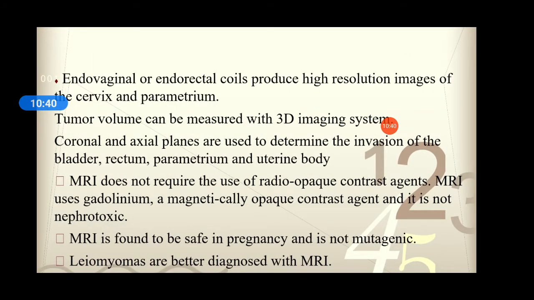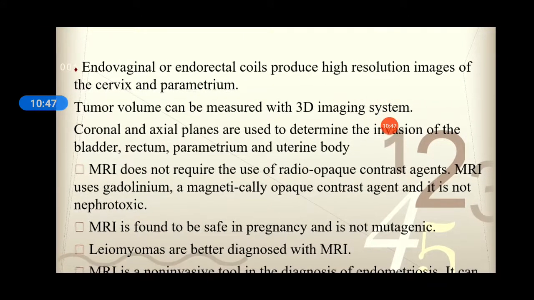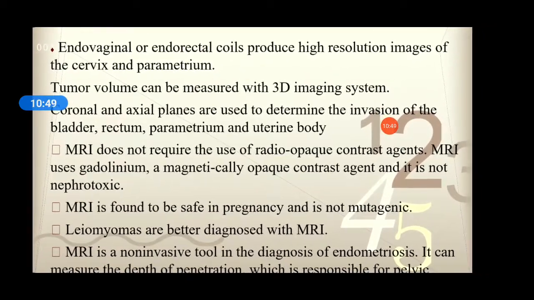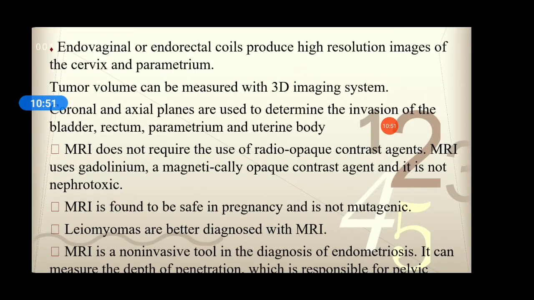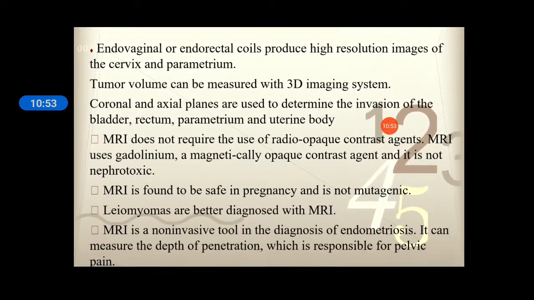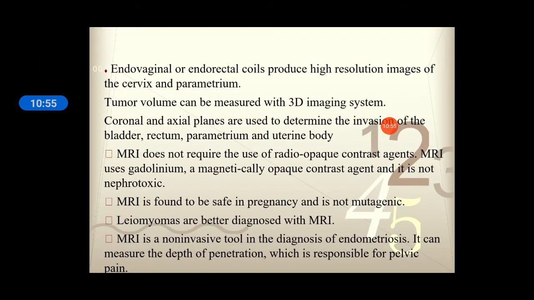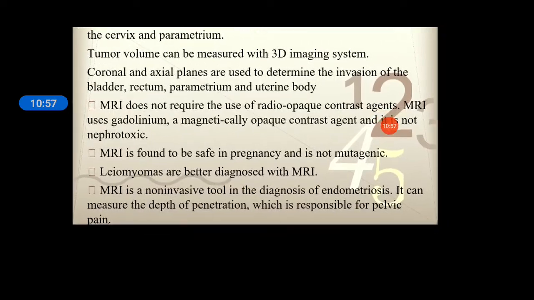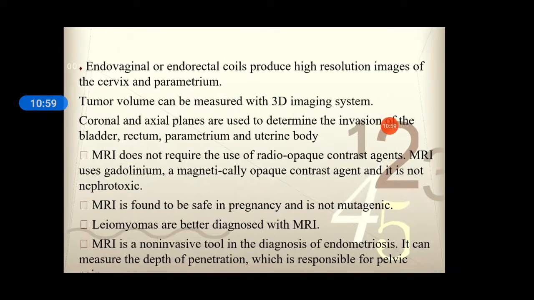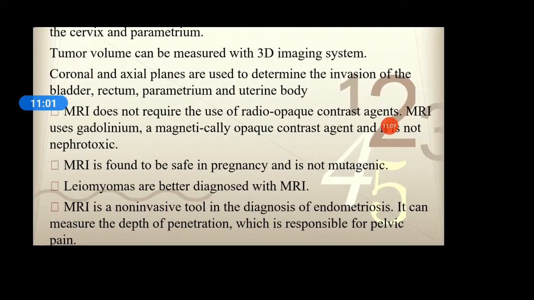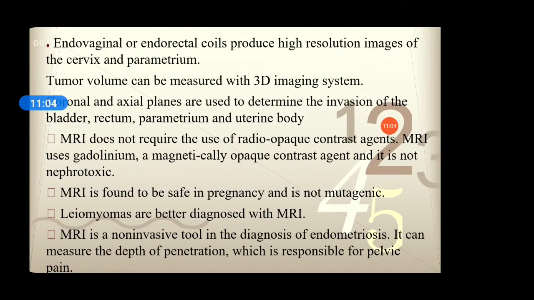Endovaginal or endorectal coils are used in the MRI, which produce high resolution images of the cervix and the parametrium. Tumor volume can be measured with a 3D imaging system. Coronal or axial planes are used to determine the invasion of the bladder, rectum, parametrium and the uterine body. MRI does not require the use of radiopaque contrast agents. MRI uses gadolinium, a magnetically opaque contrast agent, and it is not nephrotoxic.